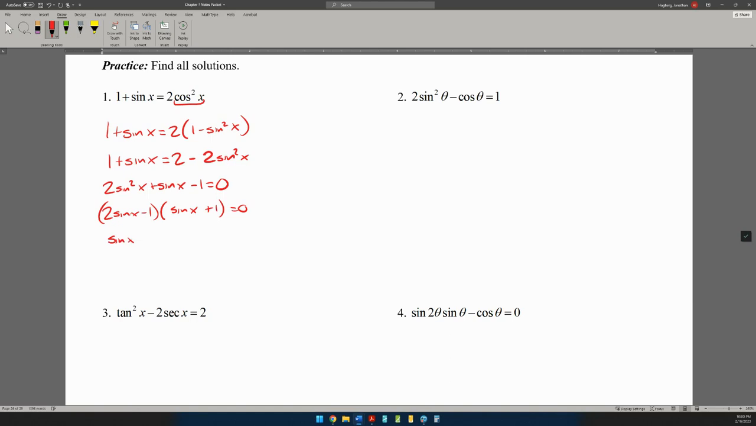So we get the equation sine x is equal to positive 1/2, or sine x is equal to negative 1. So we get solutions. x is equal to pi/6 plus 2 pi k. We get 5 pi/6 plus 2 pi k. And then for that second equation, we get 3 pi/2 plus 2 pi k, where k is an integer.